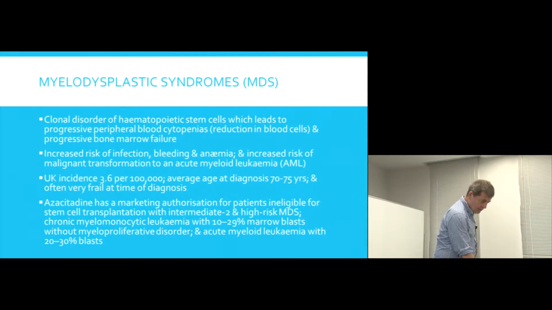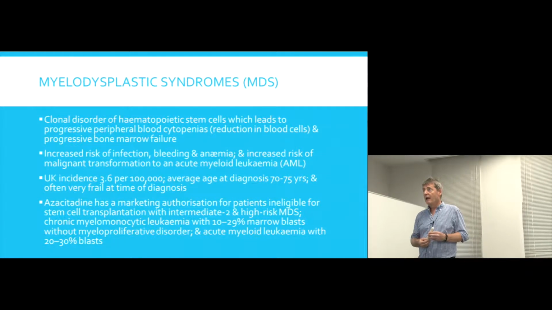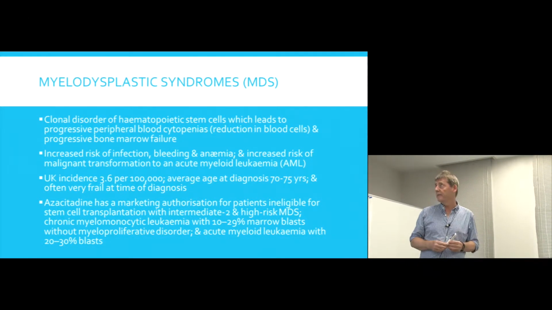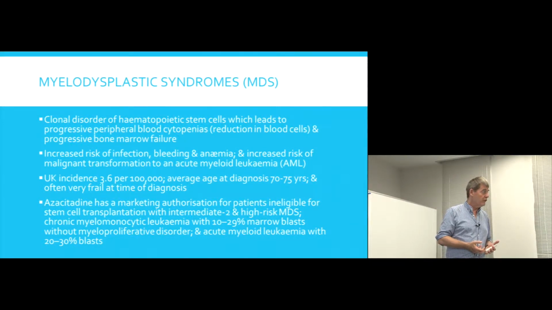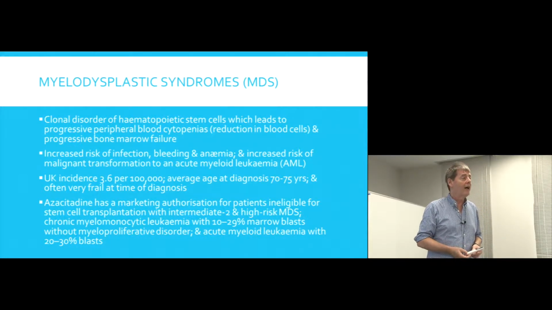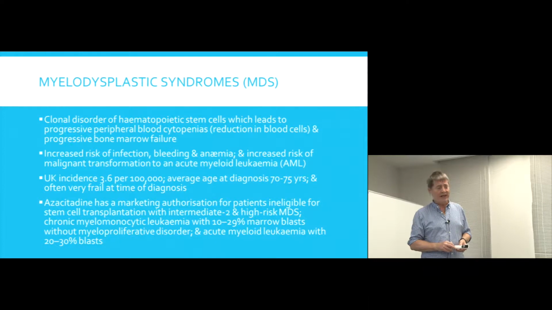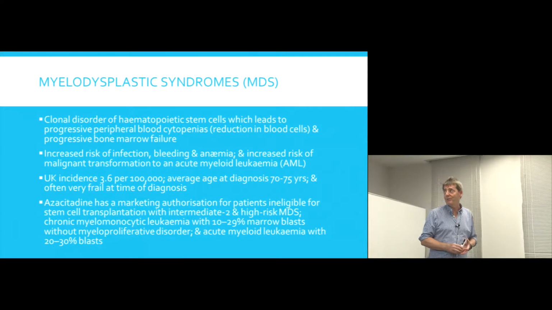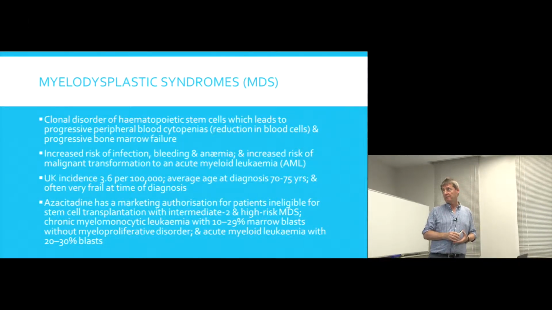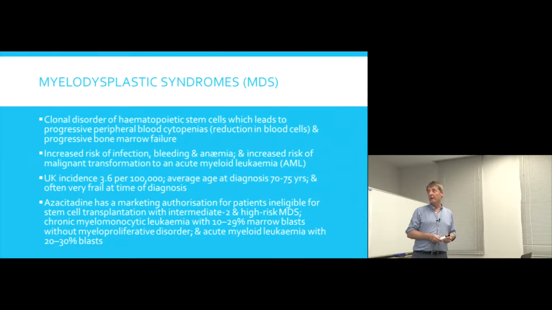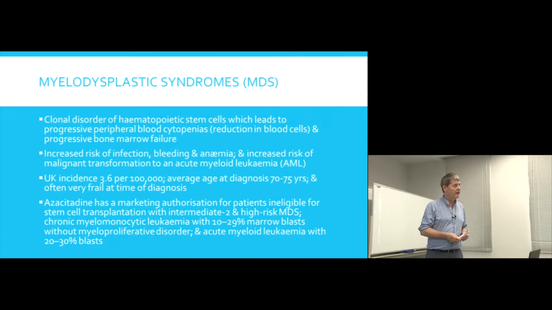Okay, so myelodysplastic syndromes, or MDS, essentially your blood cells are reducing. You're not producing new healthy blood cells. And in due course, you're going to have bone marrow failure. As a consequence, you're at increased risk of infection, increased risk of bleeding, increased risk of anemia. And also, there's an increased risk of transformation to something called AML, acute myeloid leukemia. So it's a pretty nasty condition. It's not very common. The UK incidence is 3.6 per 100,000, and I'd imagine Japan is probably similar. Average age at diagnosis is 70 to 75. And quite often these patients are fairly frail when they're diagnosed.